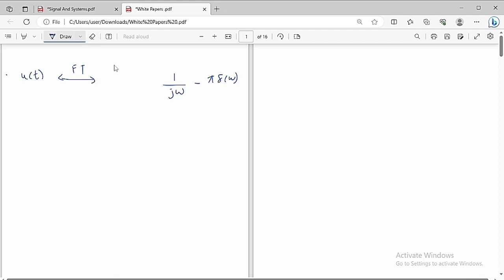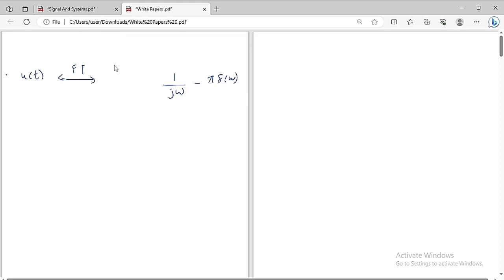Suppose in case you forgot, what is the u of t? What is the Fourier transform of u of t? This one I have already told you. And the Laplace transform of u of t is equal to 1 by s. But the Fourier transform will have an extra factor, which is pi into delta of omega. These concepts I have already told you many times, but still you have to remember all these things.